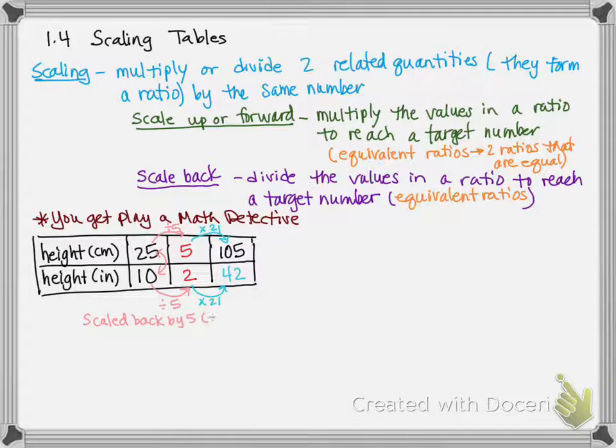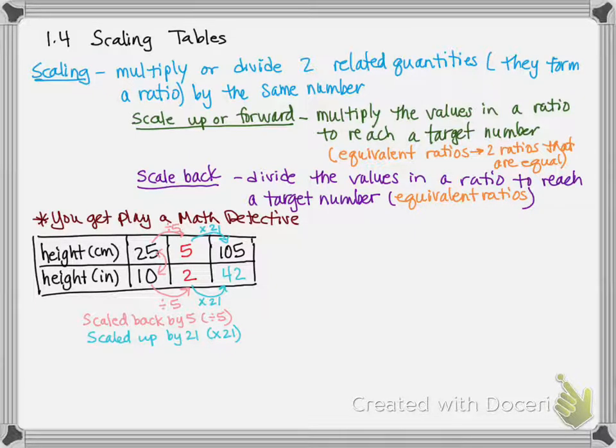That means we divided by 5 our beginning ratio in order to get to a value that we could then scale up. So we scaled up by 21. So we multiplied by 21 so that we could get to the goal number of 105.